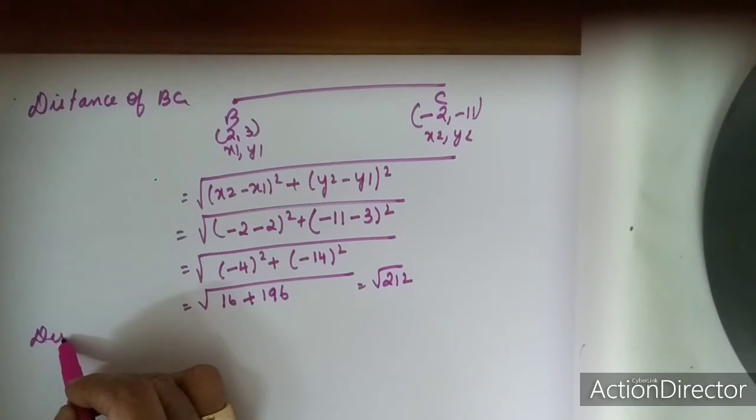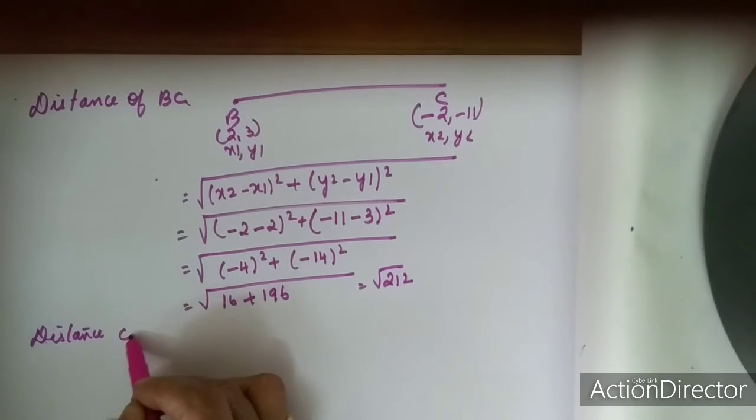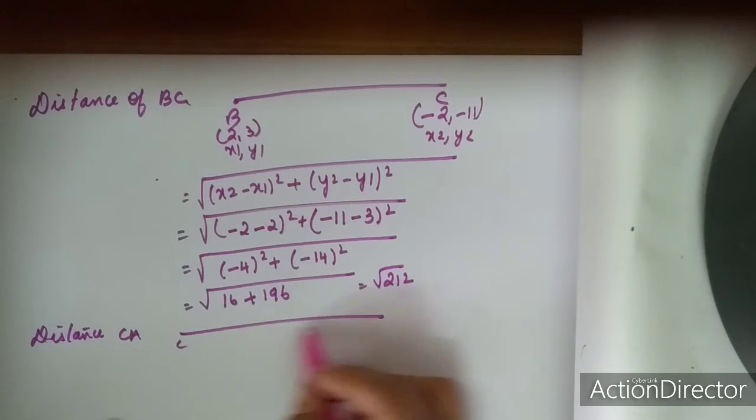Now you find the distance CA. So immediately draw the line CA.